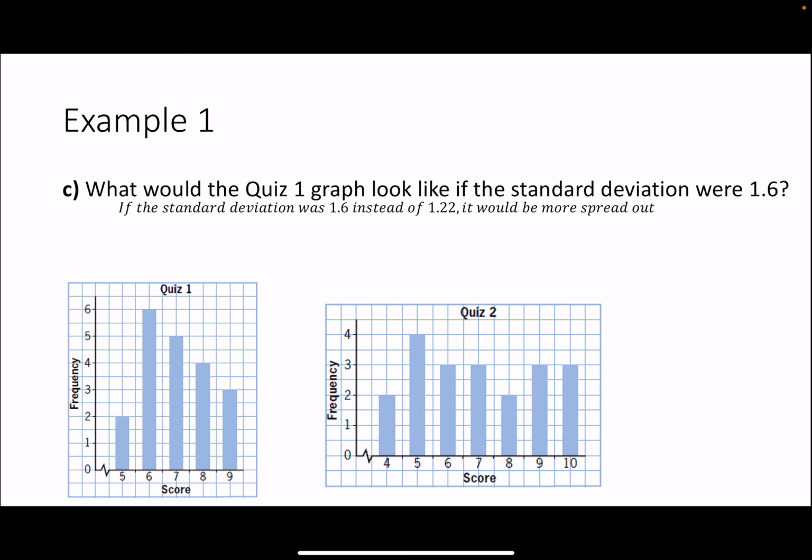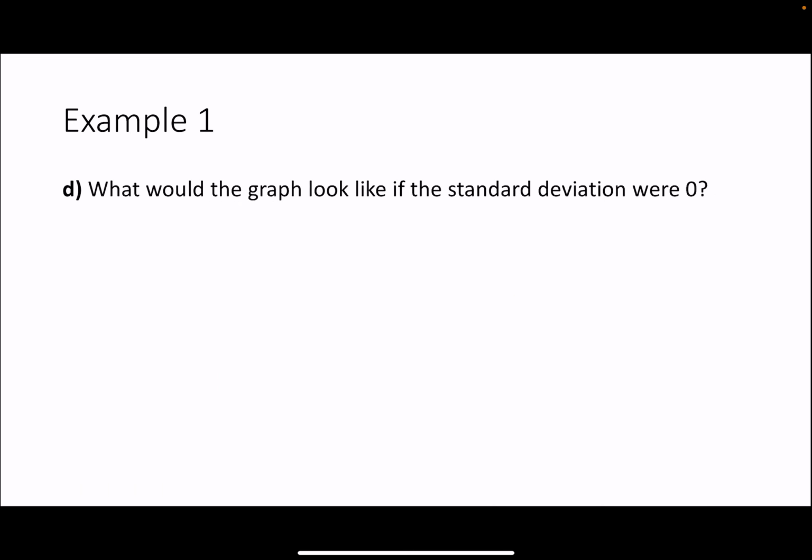Standard deviation represents the spread. If you tell me it's larger, then it would be more spread out. It would look more like graph 2, more spread out because it's a greater standard deviation.